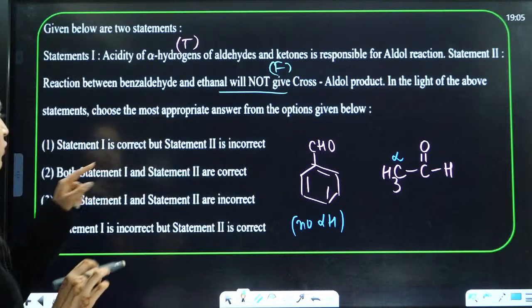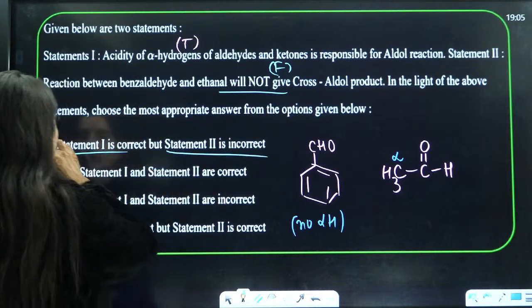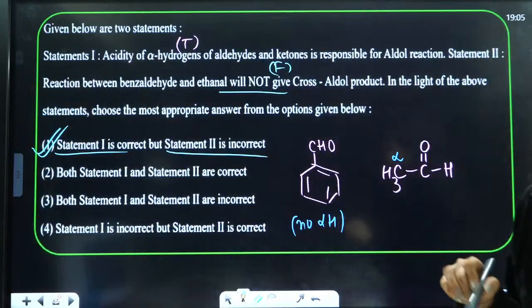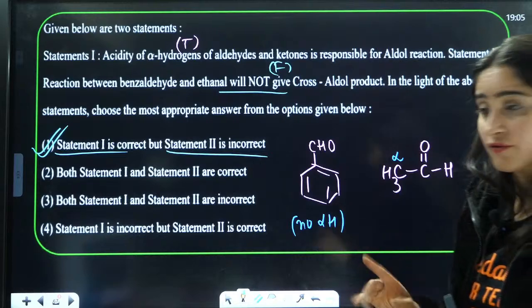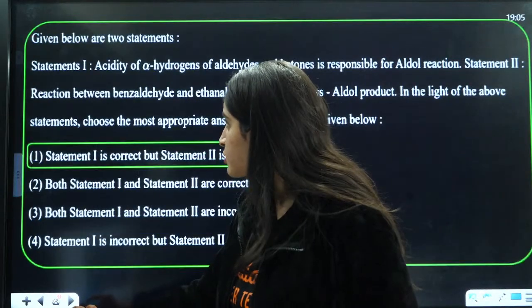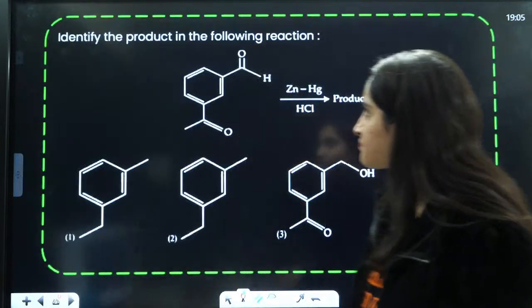Hence statement 1 is correct and statement 2 is incorrect. So 1 will become the correct answer. Why? Because this has alpha hydrogen and this does not have, so that is why aldol will happen here.